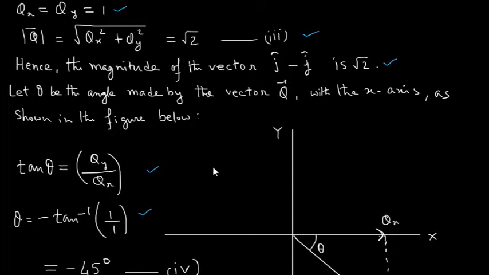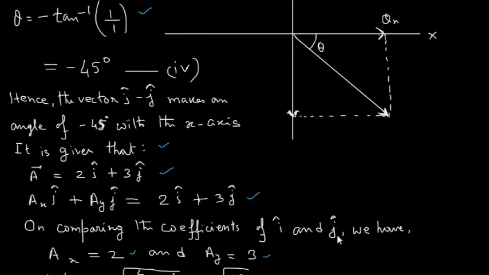And let theta be the angle made by the vector q with the x-axis, as shown in the figure below. Tan theta is equal to qy upon qx. Theta is equal to minus tan inverse 1 upon 1, that is minus 45 degree. This is equation number 4. Hence the vector i minus j makes an angle of minus 45 degree with the x-axis.